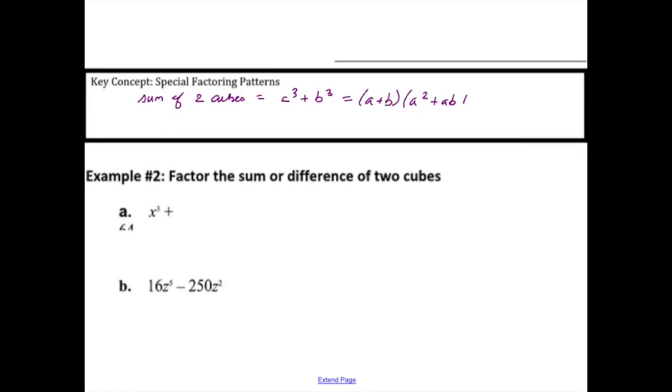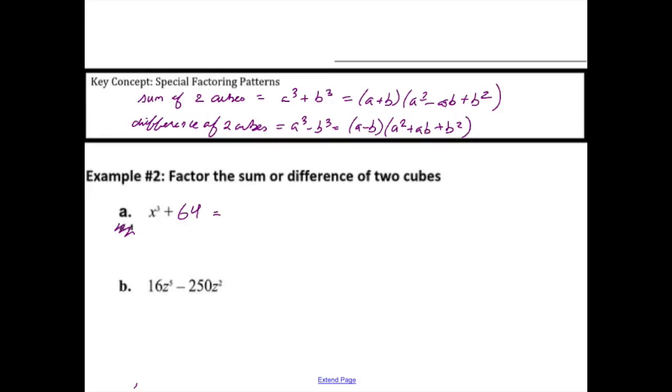Example 2 has a key concept. It says the sum of two cubes, so a cubed plus b cubed, is the same as a plus b times a squared minus ab plus b squared. And the difference of two cubes, a cubed minus b cubed, is the same as a minus b times a squared plus ab plus b squared. Those are just simple factorable rules that we can look at, and if we can think about those formulas, we'll be able to factor much more simply.